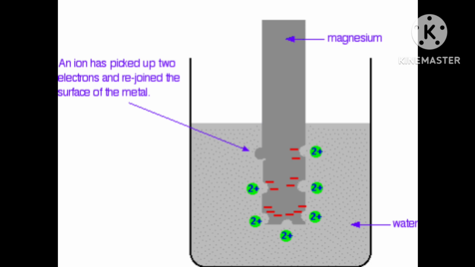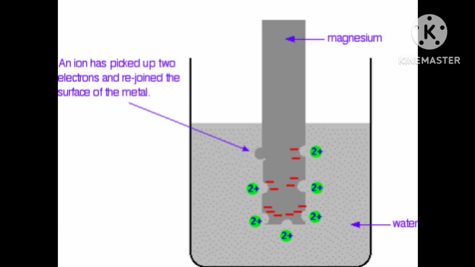So M^n+ plus n e gives M, the metal. After taking n electrons, because there was an n positive charge, you don't know the valency of the metal, but consider M^n+ plus n e converting to metal. This is the general way it is considered.